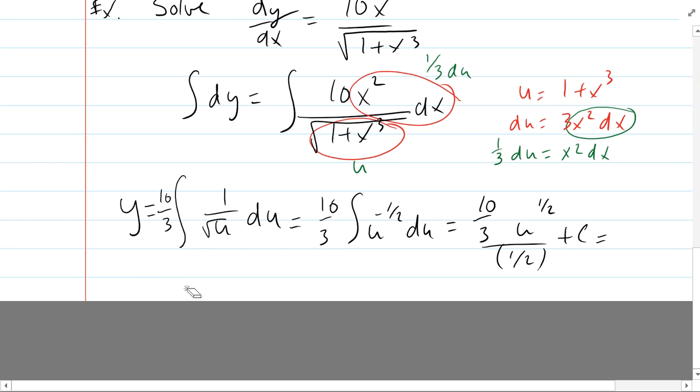Hang on. I'm going to go to another page because this is just not working for me. So what did I get to? I got to y equals 20/3, right? u to the 1/2 is square root of what was my original? 1 plus x cubed plus c. Well, that wasn't too bad. Now that you see how to do it, is that not too bad? Is it going to take practice? Yes.